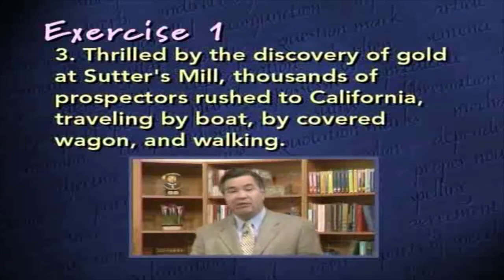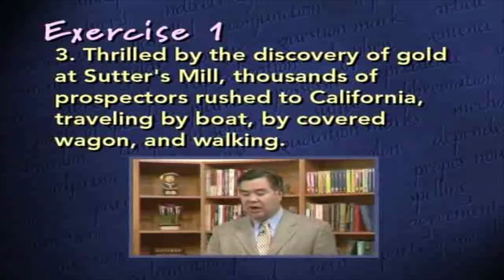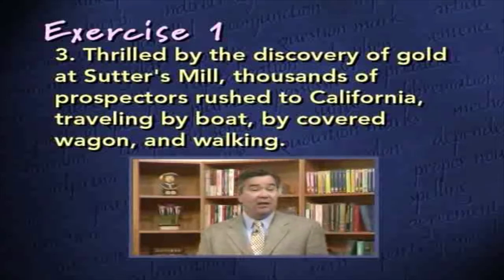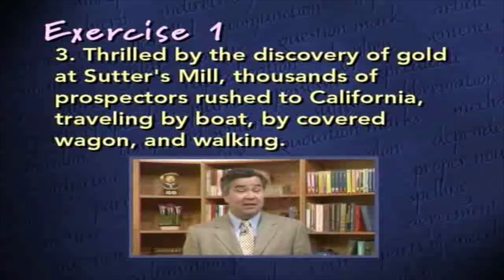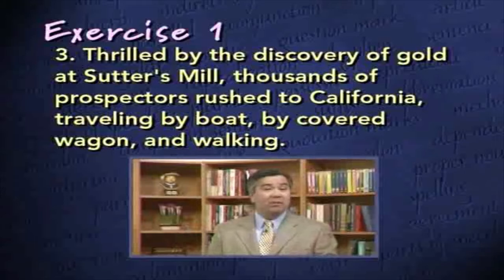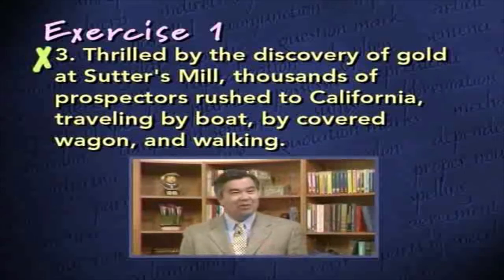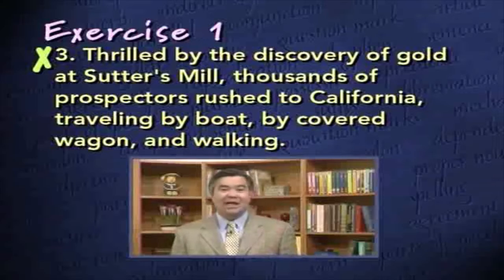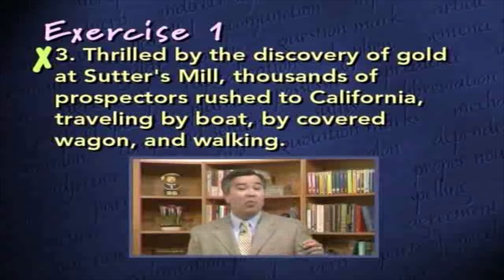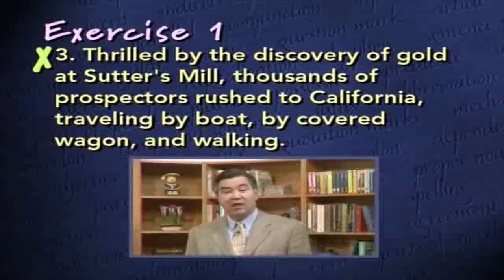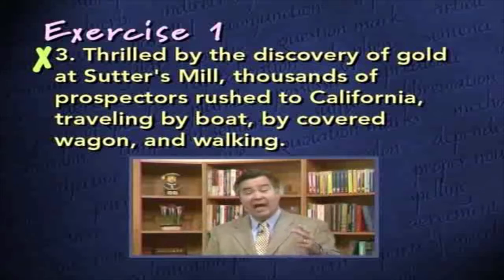Thrilled by the discovery of gold at Sutter's Mill, thousands of prospectors rushed to California, traveling by boat, by covered wagon, and walking. Once again, we have a list of 3 items in this sentence. And since all 3 have similar meanings, all 3 should be set up in grammatically parallel form. But once again, the rule has been violated, which means once again we'll have to make a change to correct the sentence. The 3 items that are listed are the 3 ways that prospectors traveled to California at the very end of the sentence: by boat, by covered wagon, and walking.